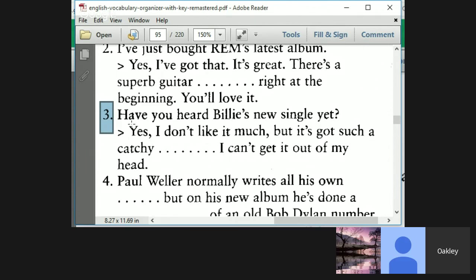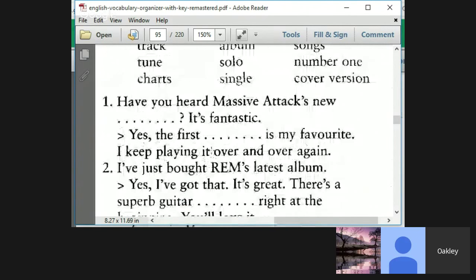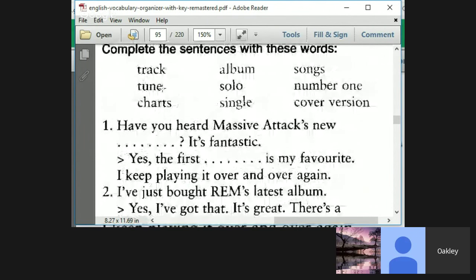Have you heard Billy's new single yet? Yes, I don't like it much, but it's got such a catchy tune. I can't get it out of my head. Catchy tune, yeah. Sometimes tune is just used to mean song in a more slang kind of way. Catchy tune is a collocation, meaning it gets stuck in your head and you can't get it out of your head.